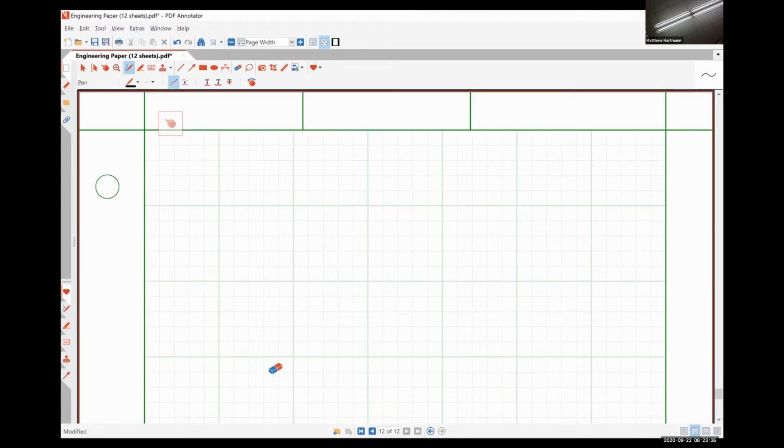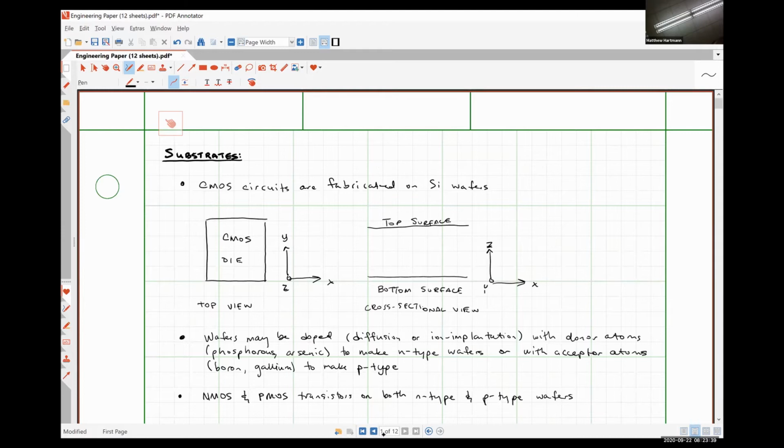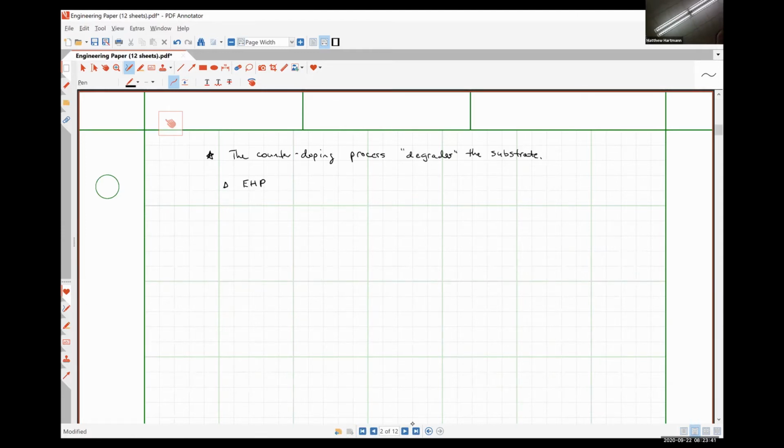Whoa, what happened? Computer. I need to get one of those stupid gloves that's electrically neutral so that I can touch my screen with my hand and it not freak out.